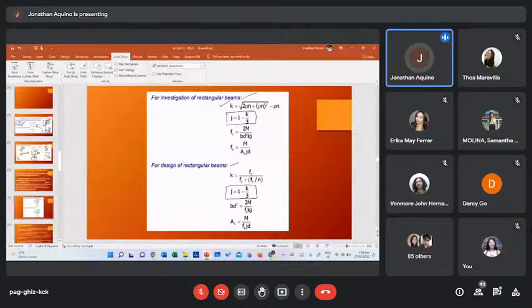Then this time, our aim is to determine the dimension. Then after determining the dimension, solve for As. But the problem is, b and d are both variables, so they are both unknown. So normally in design, what you do is set a value of b.